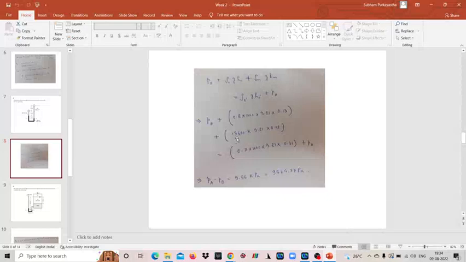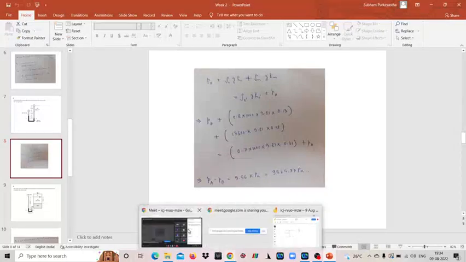So for mercury, the density is 13,600 kg per meter cube, multiplied with the height of the mercury, which was 8 centimeters, converted to meter, so 0.08 meter. Similarly, equal to, on the right limb, what is the density? Density is 0.7 into 1000, because the relative density was 0.7. So after solving, you'll be getting around 9564.77.